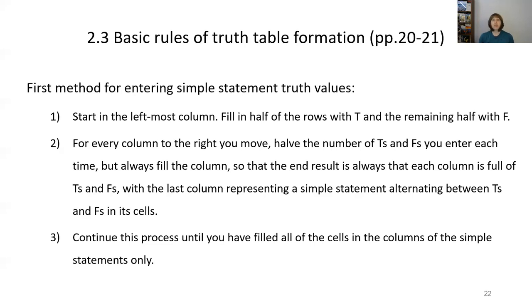So what does this look like in practice? Let's take a look. Remember, we start on the leftmost column, we fill in half true, half false, we then move over, we put in half as many trues and falses at a time. We keep moving over, halving the number of trues and falses we put in at a time, but making sure we fill the column. Eventually, we end up just alternating: true, false, true, false, true, false.